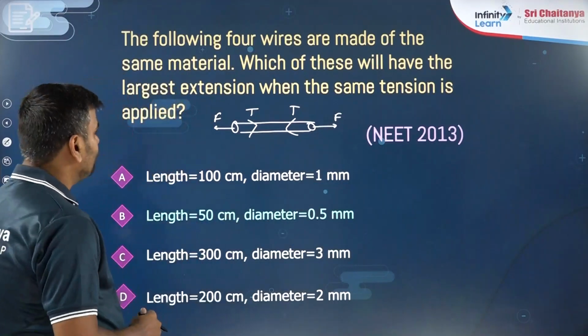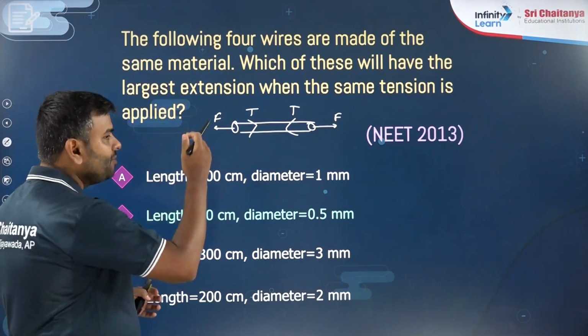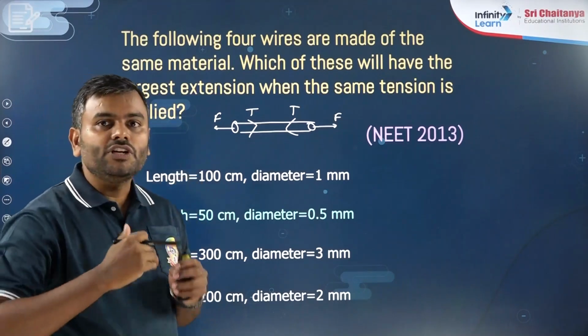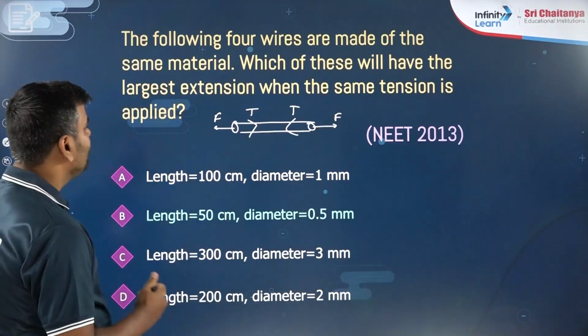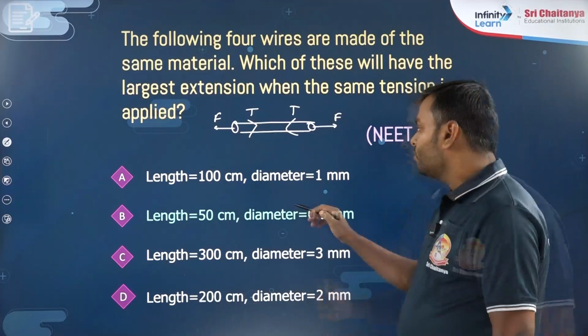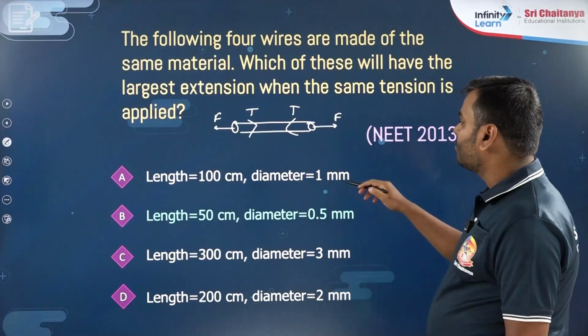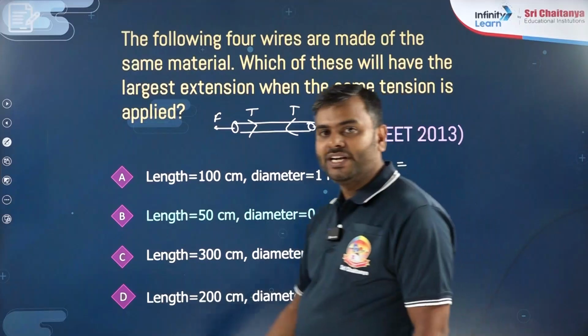Now, what they are asking us to find out is, among these 4 wires, which one is going to have the largest extension? So how can we calculate that? If we use the delta L relation, how can we calculate that delta L?